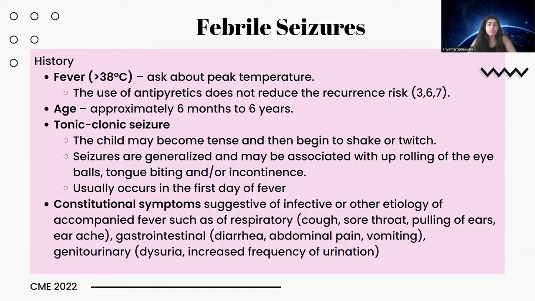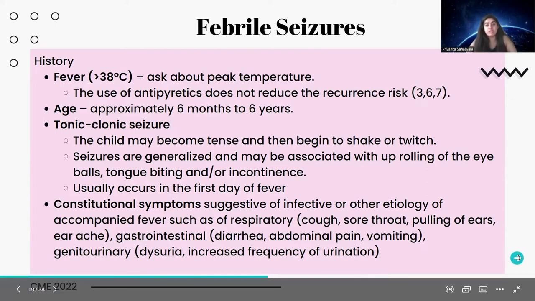Now, this usually occurs in the first day of fever, because after that, the temperature usually starts to come down, because the first day will be your highest temperature. But there are also cases where the temperature gradually rises. Then you have constitutional symptoms that may help point it out. So if it's respiratory, that will be cough, sore throat, pulling of ears and earache. Gastrointestinal, they'll have diarrhea, abdominal pain, vomiting, and genitourinary: dysuria, increased frequency of urination and burning micturition. All of these are signs of a genitourinary infection.